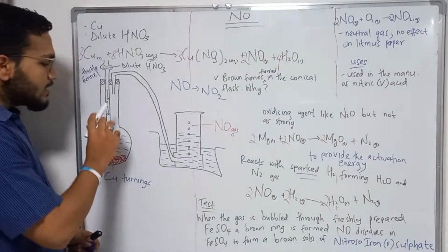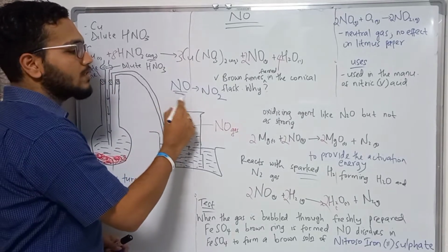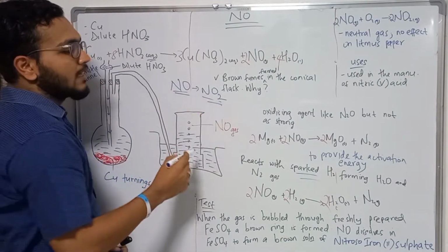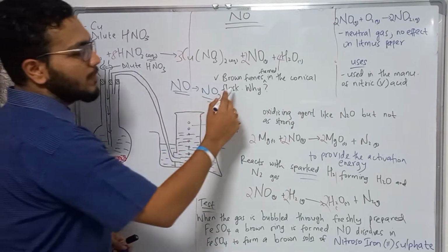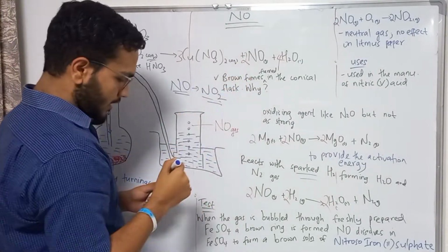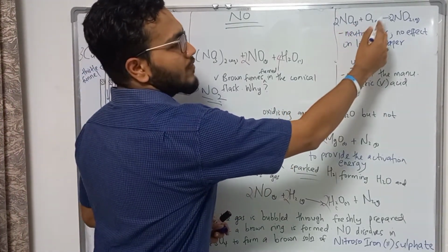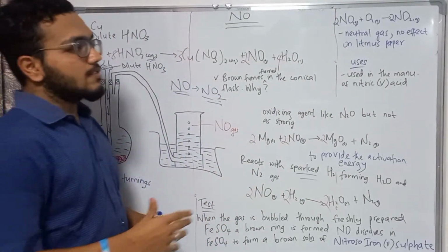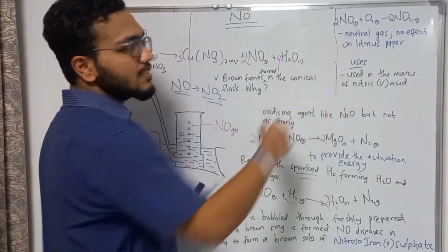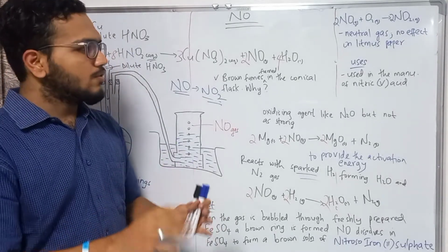Okay, so the oxygen already present in the conical flask will oxidize nitrogen 2 oxide to form nitrogen 4 oxide. Nitrogen 4 oxide being brown, that is why the observation will be brown fumes are formed. Here is the overall equation: nitrogen 2 oxide plus oxygen to form nitrogen 4 oxide. The physical property is the gas is a neutral gas. It has no effect on litmus paper. It is neither acidic nor basic, just neutral.